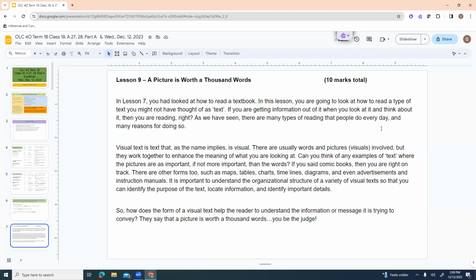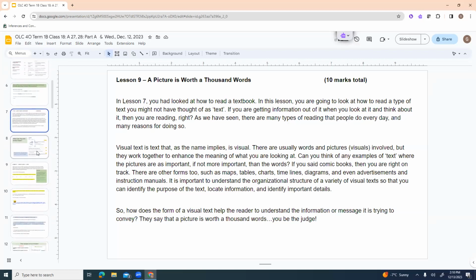It's important to understand the organizational structure of a variety of visual texts so that you can identify the purpose of the text and easily locate information and identify important details. So, how does the form of a visual text help the reader to understand the information or message it is trying to convey? They say that a picture is worth 1,000 words. You be the judge. Let's take a look here.